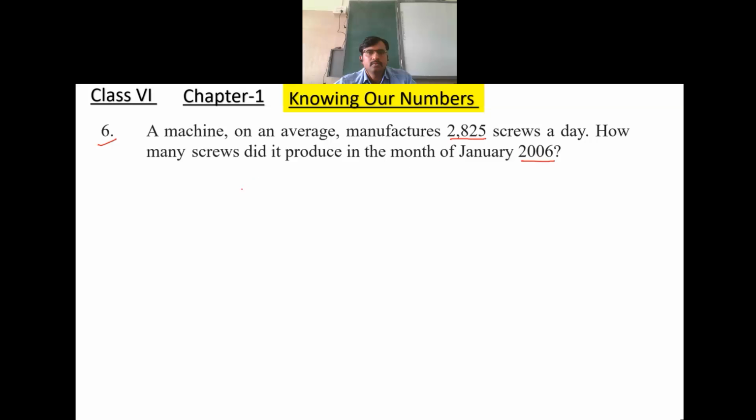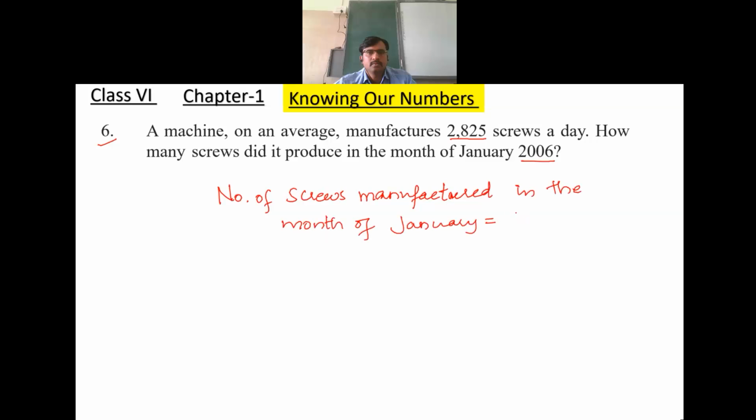So, number of screws manufactured in the month of January will be equal to 2825 multiplied with 31, and this will be 87,575. You can check this.